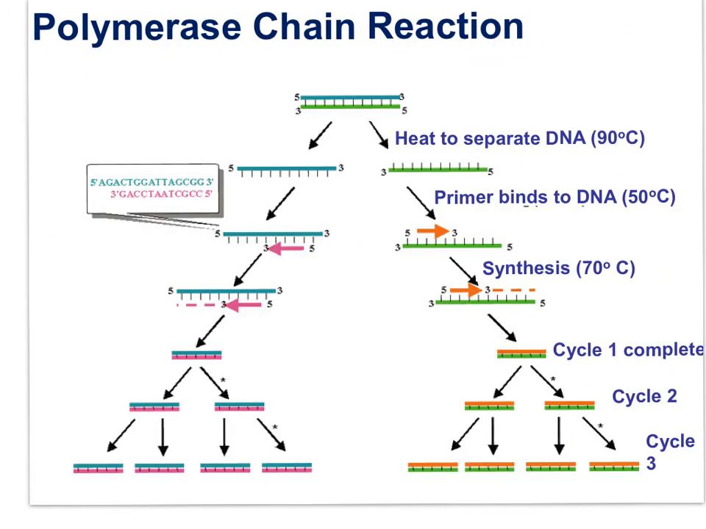Cycle after cycle, we heat to separate the DNA, we cool to allow the primers to bind, and then DNA polymerase synthesizes new DNA. Repeat, repeat, repeat. The quantity of DNA increases exponentially.